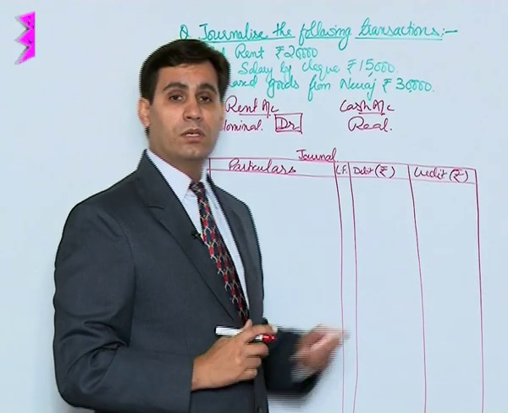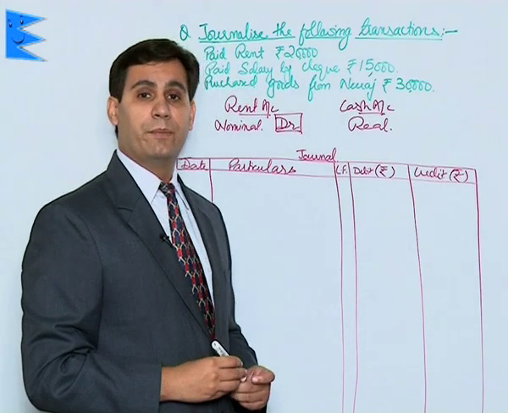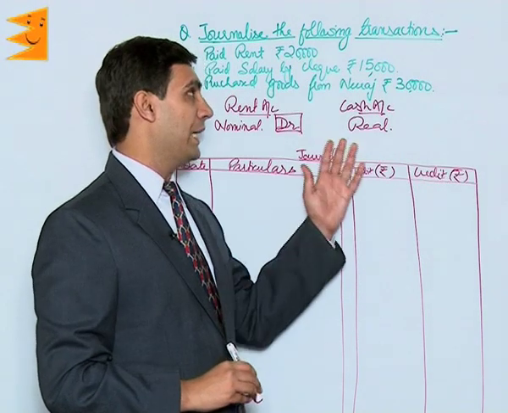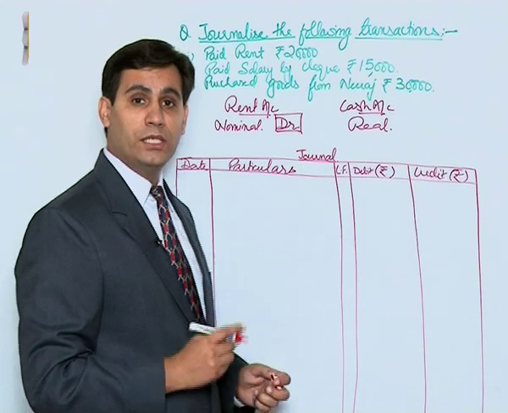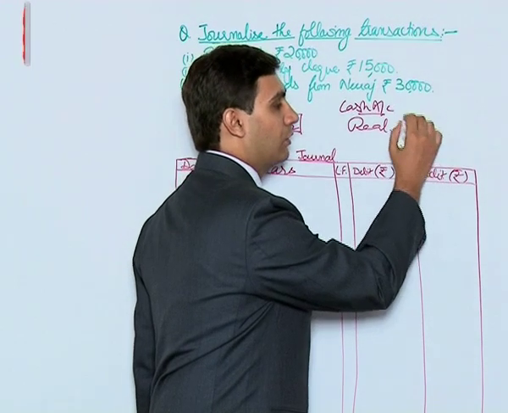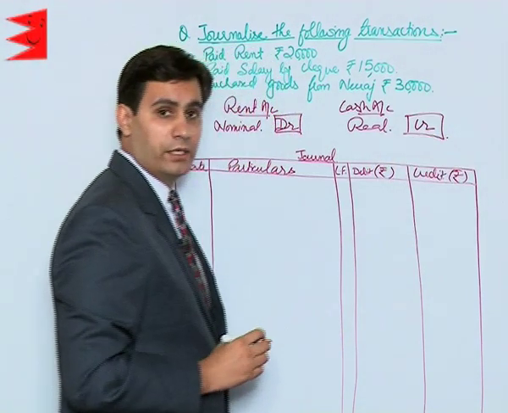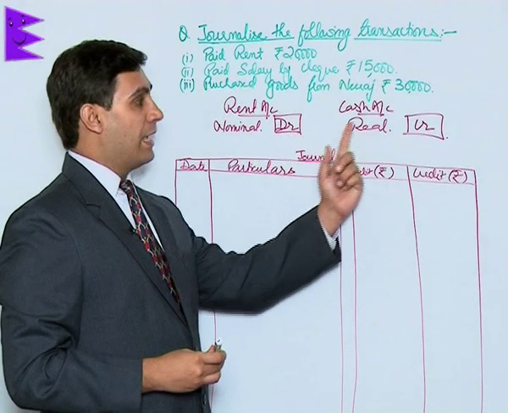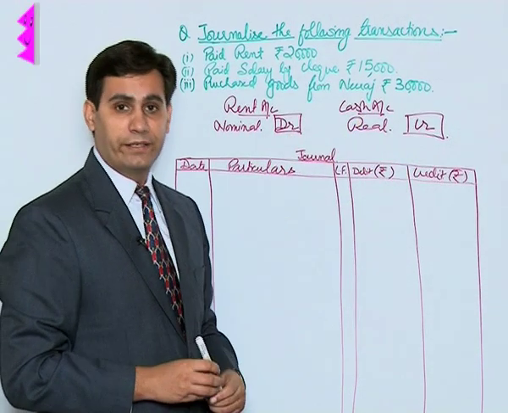Coming to cash account, the rule for real account says debit what comes in, credit what goes out. Now since we are paying rent, cash is actually going out. Cash is going out, that means credit what goes out. So it is now clear that in this transaction, rent account is being debited and cash account is being credited.